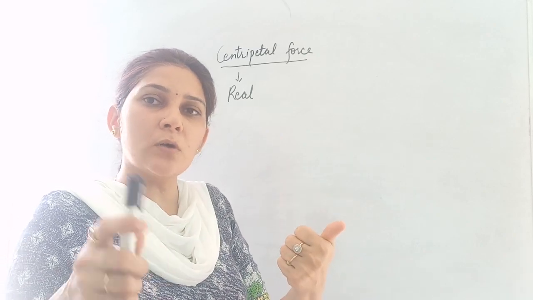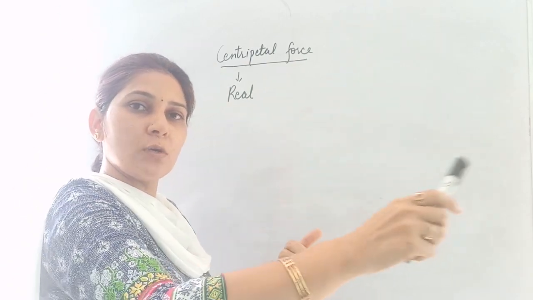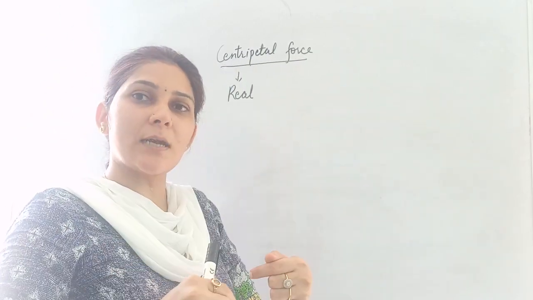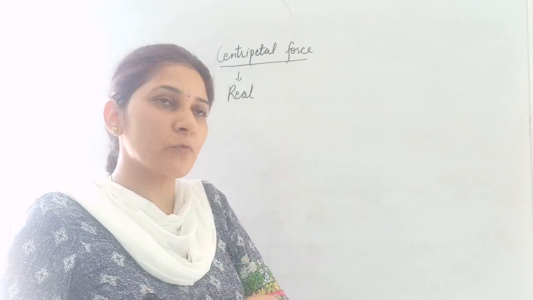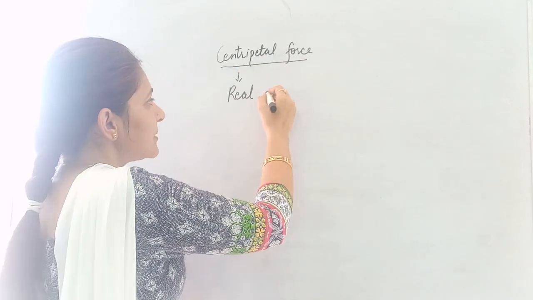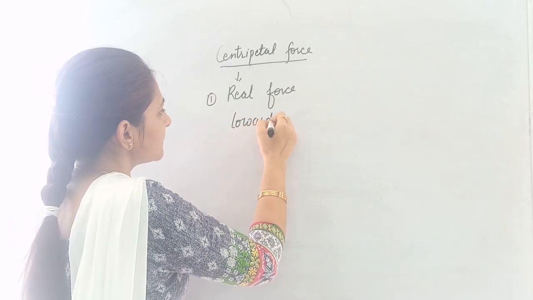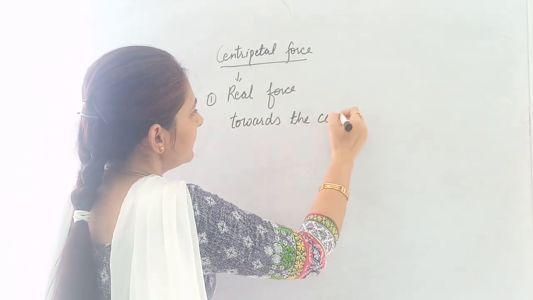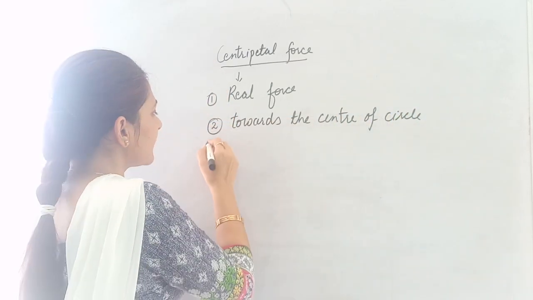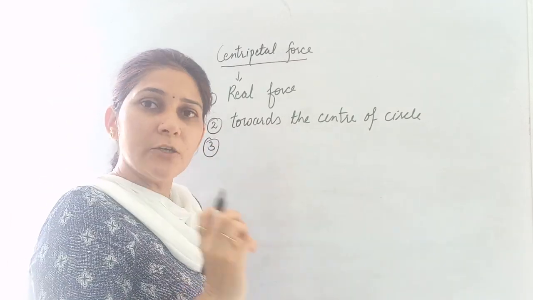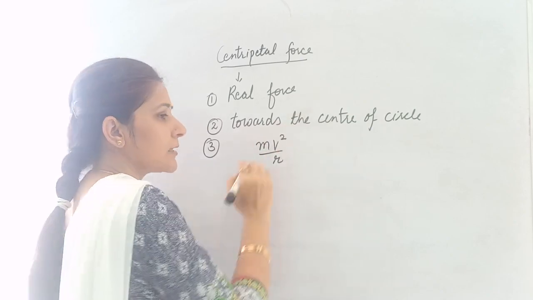Another one, if I talk about the movement of a stone when it is tied with a string and moved this way, the stone is moving in a circular path and tension is created in the string. That means in all the cases a force is actually there, and that force we are talking about as centripetal force. That means it is a real force. What is its direction? It is acting towards the center of the circle in which the particle is moving. And third, we studied the magnitude of this force is given by mv square by r, where v square by r is the acceleration.